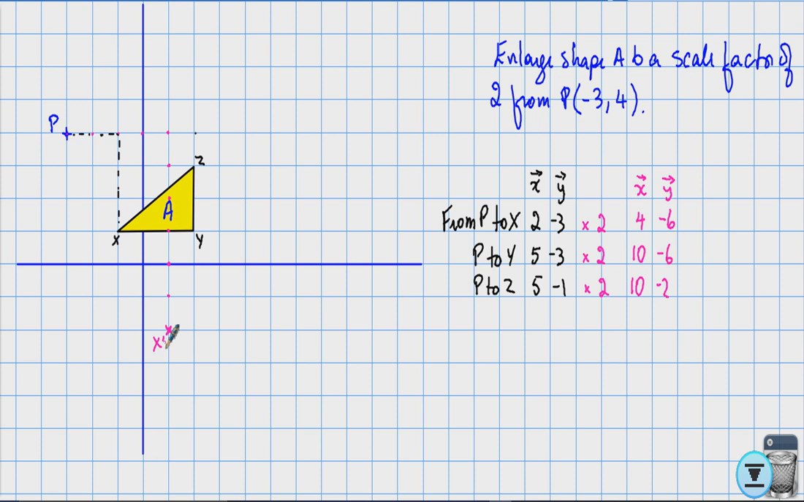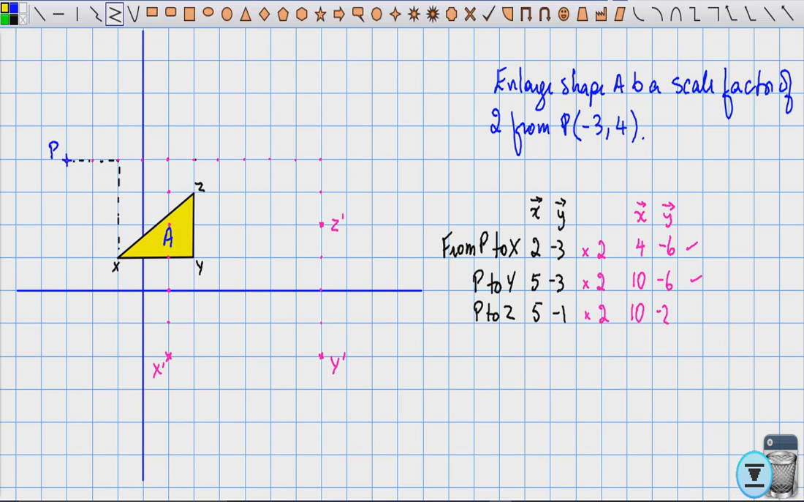+10, -6 is the second one, so +10, -6, so +1, +2, +3, 4, 5, 6, 7, 8, 9, 10, and -6. -1, -2, -3, -4, -5, and -6, and that is our new point y. Plus 10, minus 2, so plus 10, minus 1, minus 2, that is our new point Z.